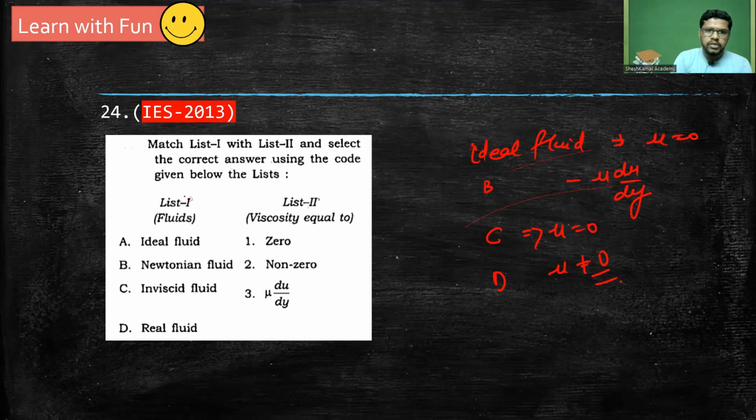So if you observe this, an ideal fluid has 0 viscosity, so 1. Newtonian fluid, so it matches with 3. Inviscid fluid, again the viscosity is 0, so 1. And the real fluid has a non-zero value for viscosity, so option 2. The correct answer is A1, B3, C1, and D2.